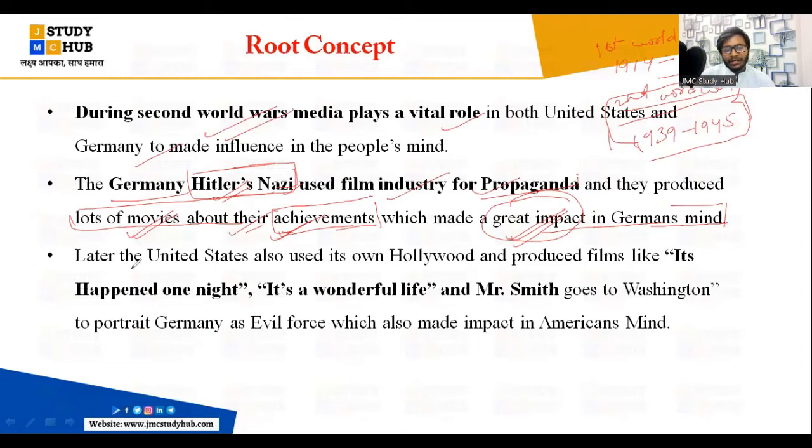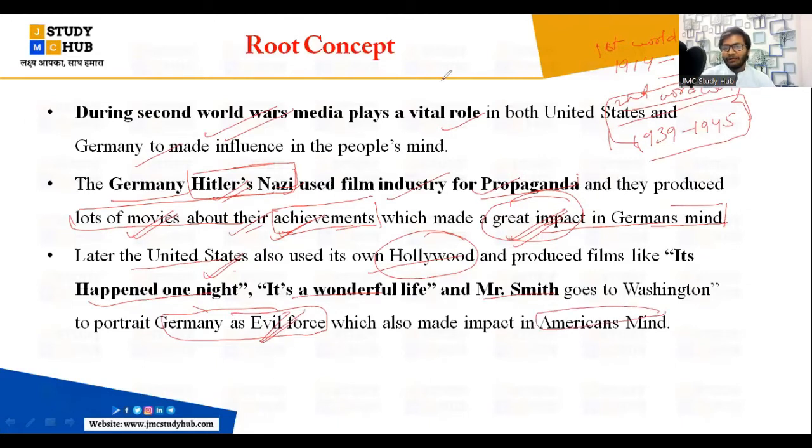So later the United States also used its own Hollywood. अब अमेरिका ने, राइट, again the United States used it similarly as Germany was using the medium to impact the German mind, the same way the United States also started using this medium, right? So the United States also used its Hollywood and produced films like It Happened One Night, It's a Wonderful Life, Mr. Smith, all these movies that the United States produced in order to portray Germany as an evil force. ठीक है, उनकी बुराइयां करना शुरू कर दिया, that in the American mind.